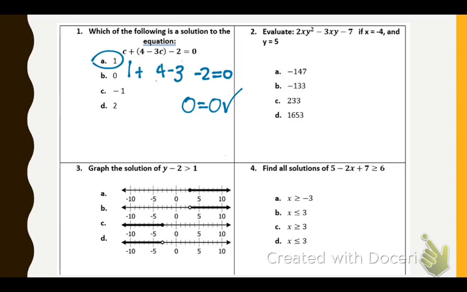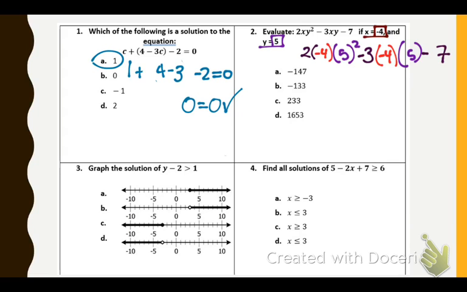In number 2, what do we end up doing? We're going to plug in. We're going to plug in negative 4 everywhere we see an X, and plug in a 5 everywhere we see a Y. So 2 times negative 4 times 5 squared minus 3 times negative 4 times 5 and then minus 7.